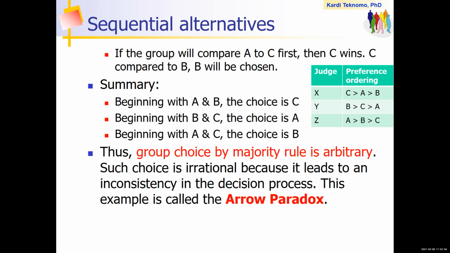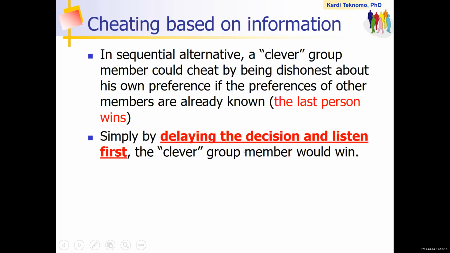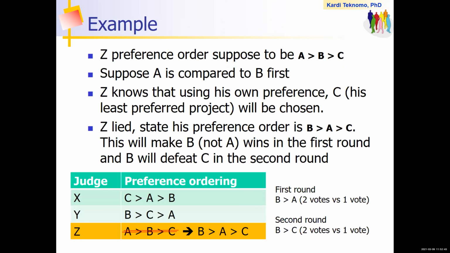Okay, Arrow is the name of the person who won a Nobel Prize for noticing this problem. So why did he win a Nobel Prize? Because actually, you can cheat based on information. In a sequential alternative, a clever group member could cheat by being dishonest about his own preference. So simply by delaying your decision and listening first, this clever group member can win. This is an example.